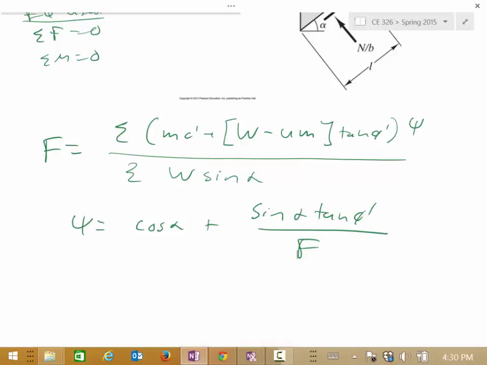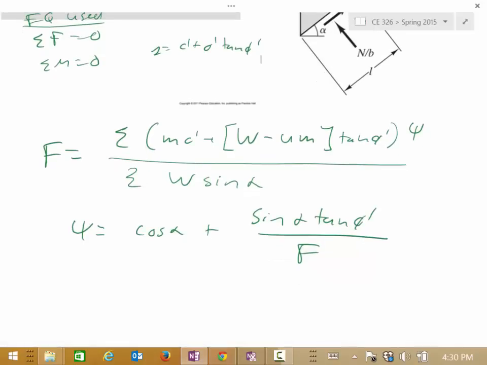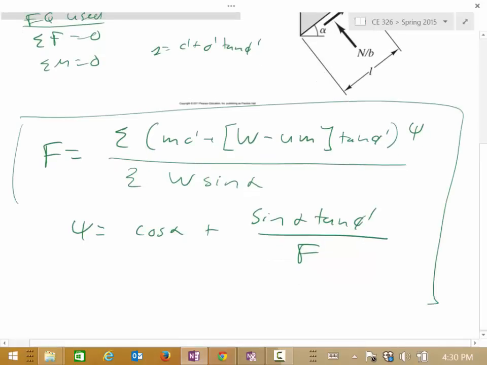So we're going to use the same process that we did before. We're going to write our equilibrium equations. We're going to solve for the normal stresses and the shear stresses. We're going to use that S is equal to C prime plus sigma prime tan phi prime. So same process we went through with ordinary method of slices, but now we're going to include the side forces. And when we do that, this is the equation that we get.